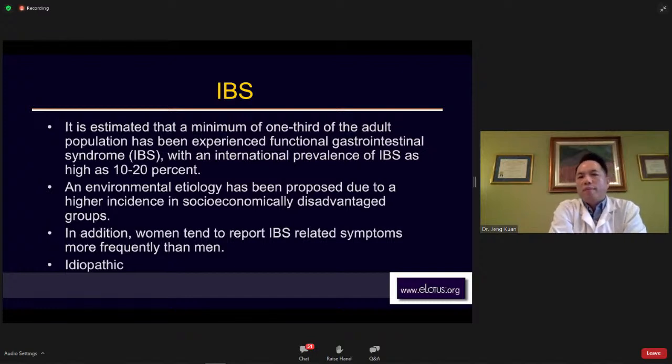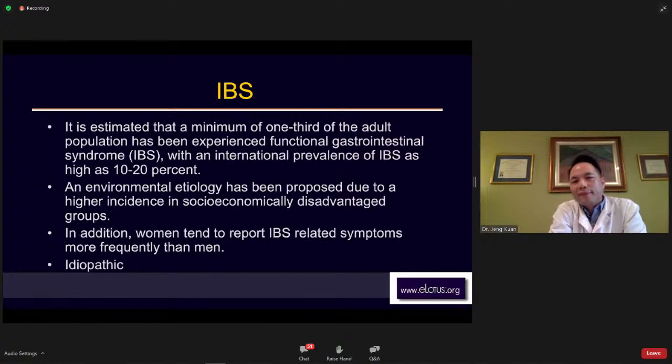Actually, a lot of people might have experienced IBS symptoms or syndrome. It is estimated that a minimum of one third of the adult population has experienced functional gastrointestinal syndrome. With an international prevalence of IBS as high as 10 to 20%, an environmental etiology has been proposed due to a higher incidence in socially, economically disadvantaged groups. In addition, women tend to report IBS-related symptoms more frequently than men.